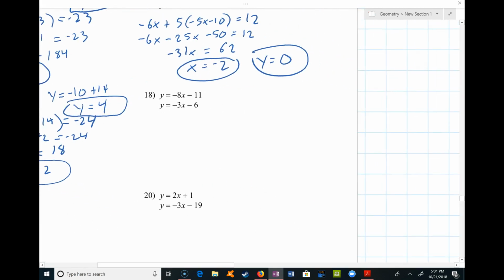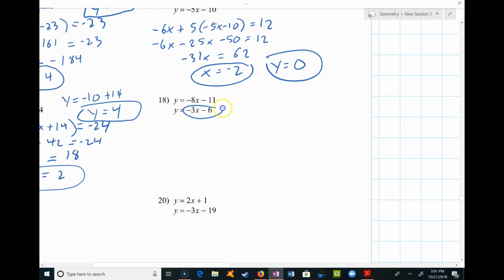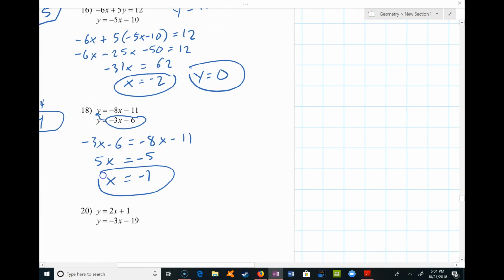This one's kind of a cool one. They both have y equals everything else, so I could still do the same thing. I could just replace this one in there for y. So I end up with negative 3x minus 6 is equal to negative 8x minus 11. Add 8x to both sides and I get 5x. Add 6 to both sides and I get negative 5. Therefore, x is equal to, I said negative 5, x is equal to negative 1. And then y would be equal to 8 minus 11. So y is equal to negative 3.